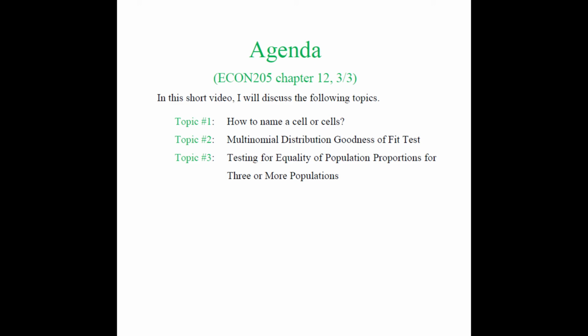Topic number 1, how to name a cell or cells. This is for the benefit of the next two topics. Topic number 2, how to conduct multinomial distribution goodness of fit test. Topic number 3, testing equality of population proportions for 3 or more populations.